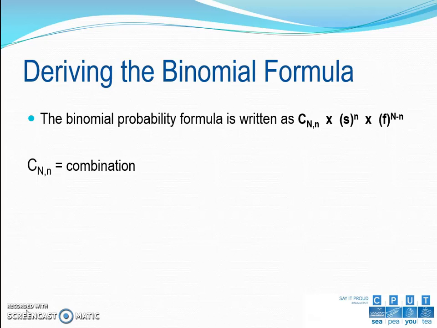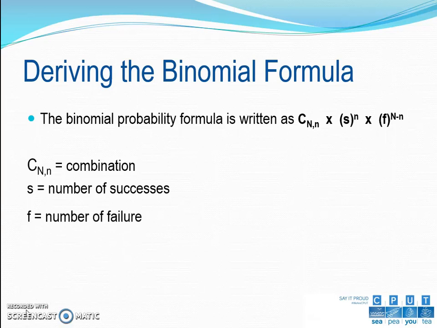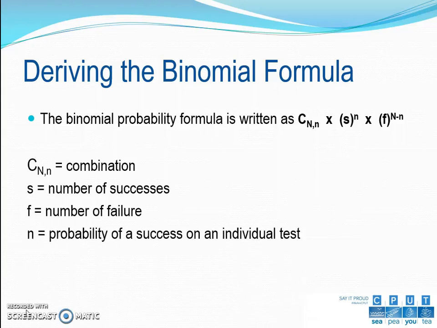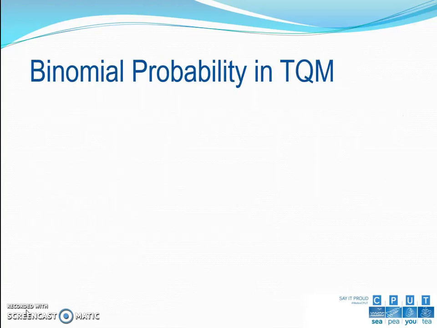The C(N, n) is your combination. A combination is, of course, a loose arrangement of a set of objects. By this we mean that you can arrange the objects in any way. They don't have to have a specific order to them. Small s is the number of successes. Small f is the number of failures. Small n is the probability of a success on an individual test or an experiment. The capital N is the number of trials or experiments that you do.